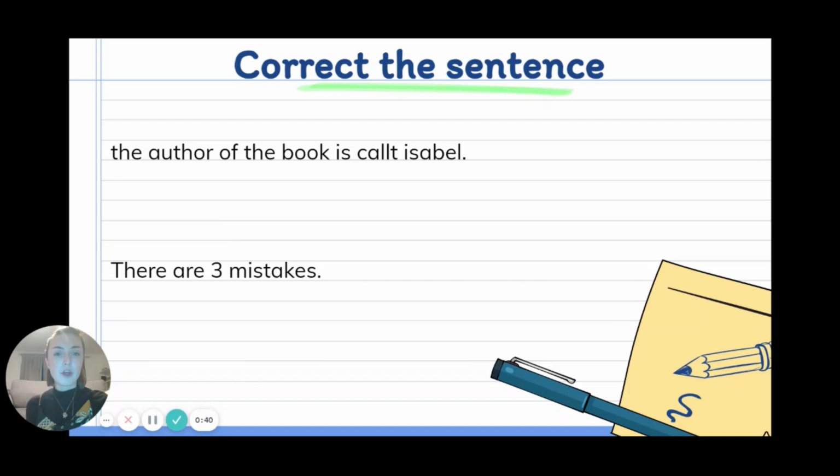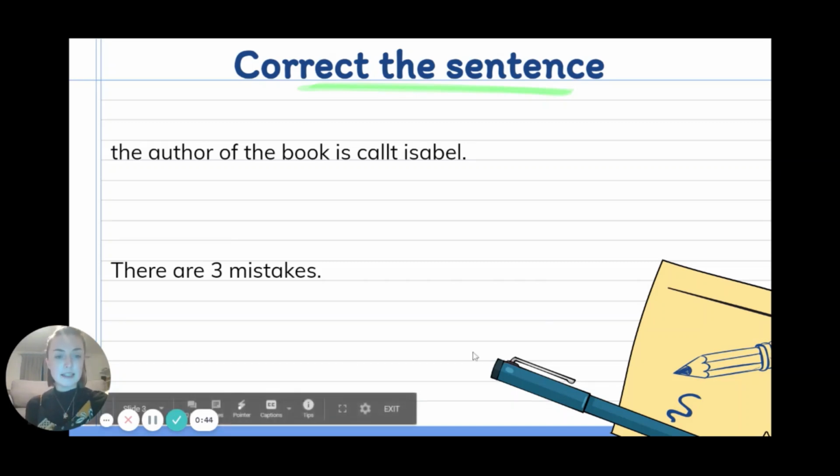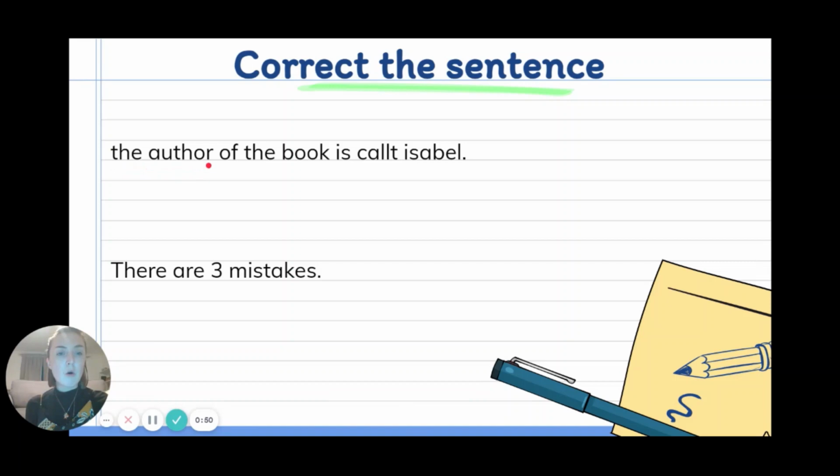Okay, let's begin with the correct the sentence. There are 3 mistakes in this sentence. Let's read it together. Start with my sentence, the. The author of the book is called Isabel. There are 3 mistakes in that sentence. Pause now and see if you can find them all.